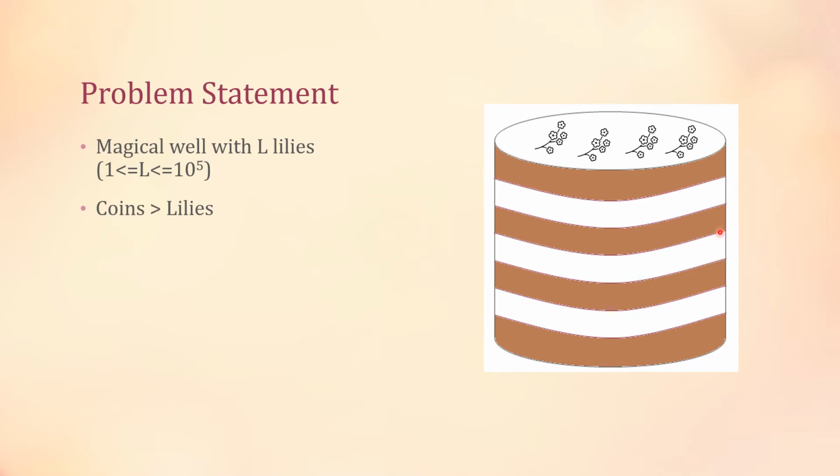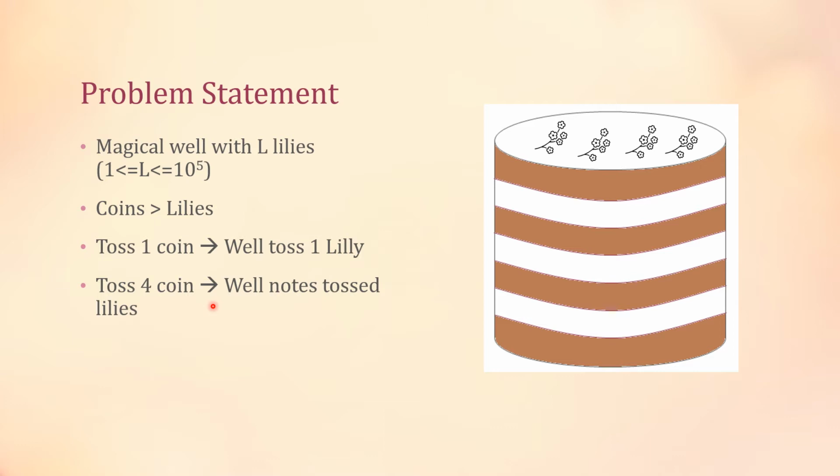For example, if there's a magical well with 5 lilies, you have 6 or more coins. If you toss one coin into this well, there are three conditions. If you toss one coin you will get one lily, and if you toss four coins, the well notes down. It has a memory, and it notes down how many lilies it has passed you before.